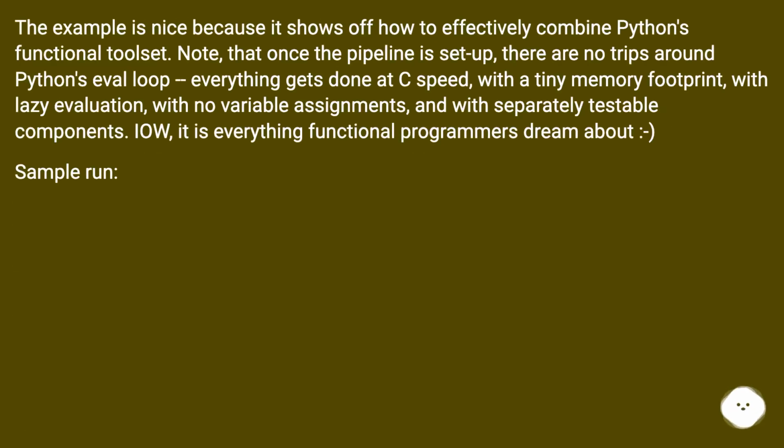The example is nice because it shows off how to effectively combine Python's functional toolset. Note that once the pipeline is set up, there are no trips around Python's eval loop. Everything gets done at C speed, with a tiny memory footprint, with lazy evaluation, with no variable assignments, and with separately testable components. IOW, it is everything functional programmers dream about. Smiley face. Sample run.